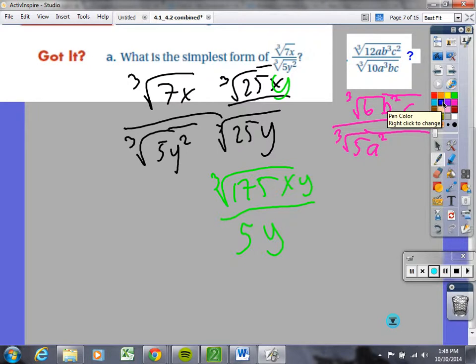So how many more? Because it's the cube root of 5a squared. How many more do I need? MP? Oops, that's a little harder than I thought it would have been.